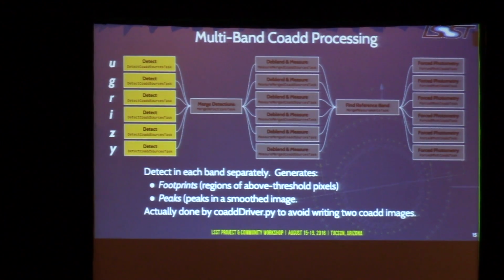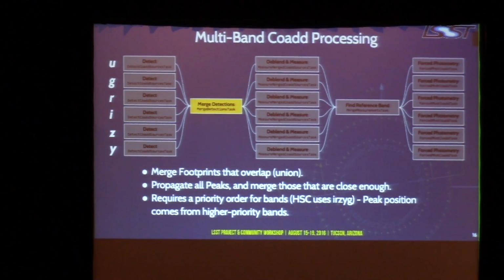We start with detection. We detect separately in every band. And what this generates is what we call a set of footprints. These are regions of the image that are above threshold and peaks within them. All right. We merge detections.